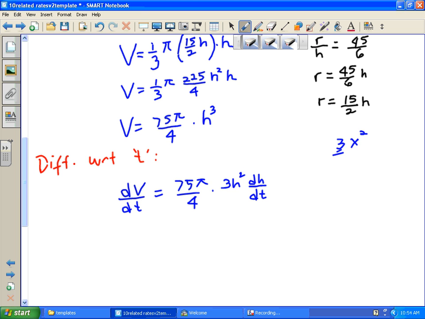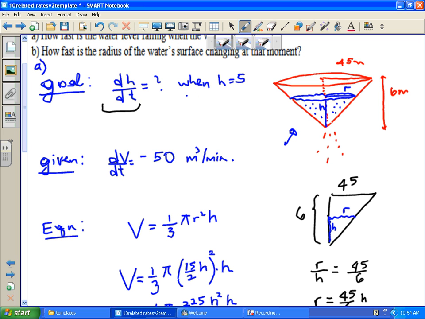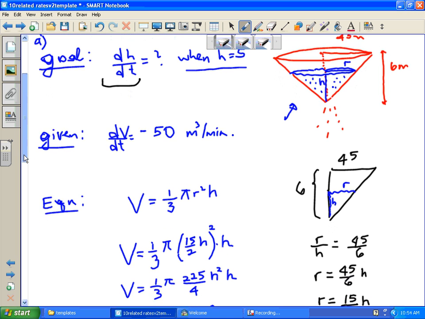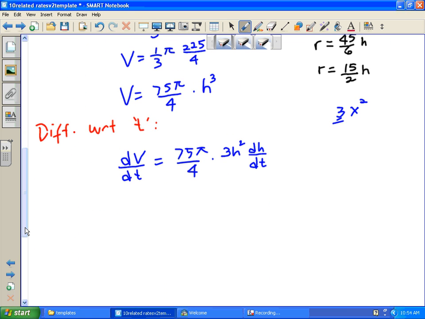Okay, now do we know what h is at the given moment in time? They said at the moment when h was 5. I'll go right back to it, but I just want to double check. So we are given h, and we're trying to find dh/dt. So we are given h, and h is 5. So let's go ahead and plug h equals 5 into this equation.